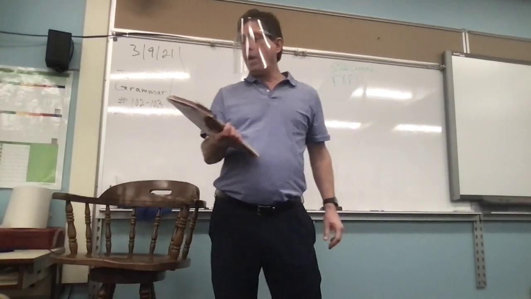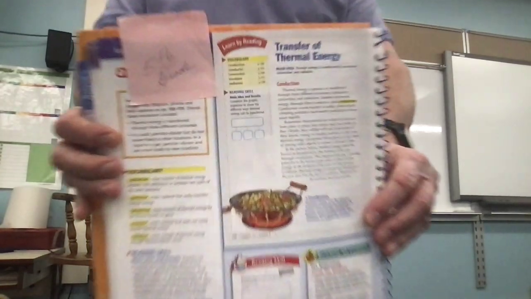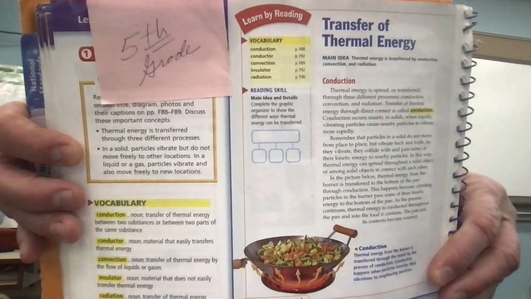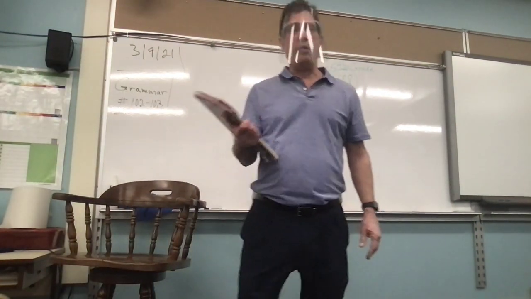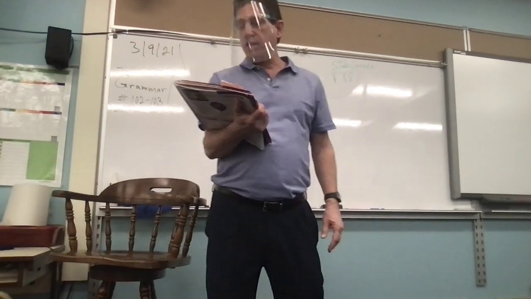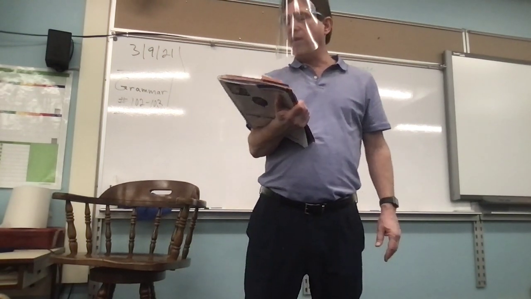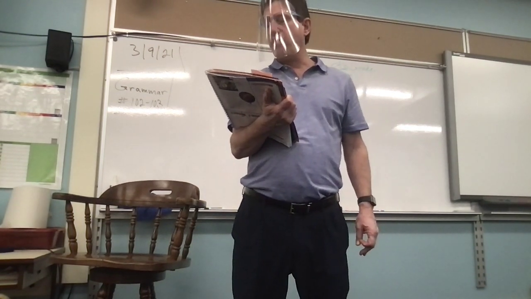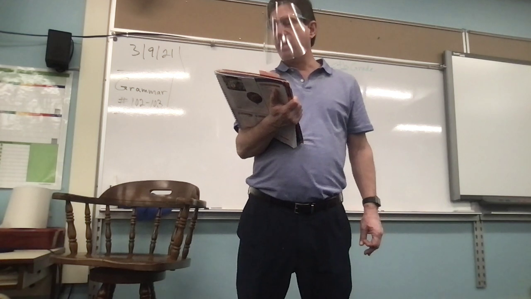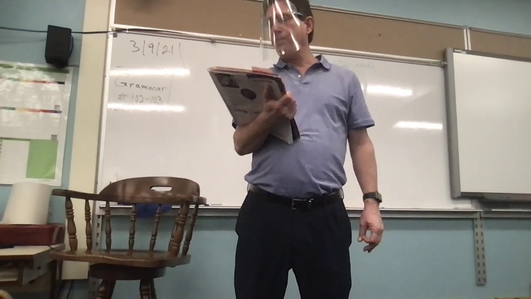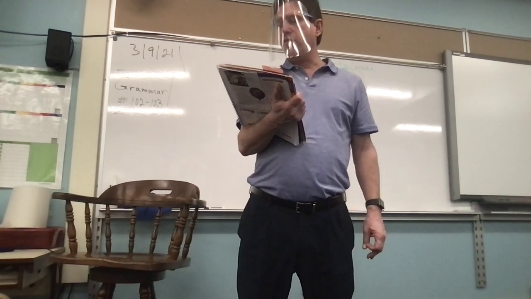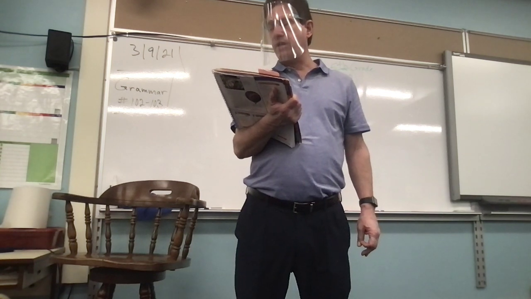So, we are learning about the transfer of thermal energy, which is a fancy way of saying how to heat things up. But there's different ways to do it. So the first one is conduction. Thermal energy is spread or transferred through three different processes: conduction, convection, and radiation. Transfer of thermal energy through direct contact is called conduction.